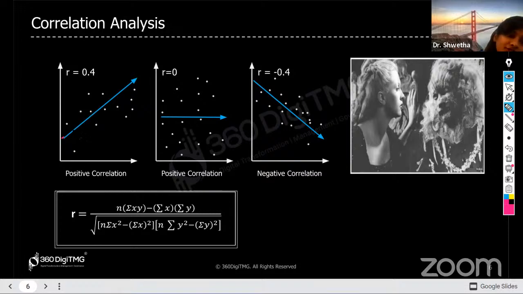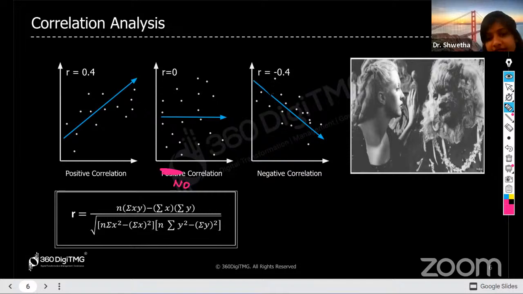Now, if it is positive correlation, then it looks somewhat like this. Here, the value of R is 0.4. Now, when R is 0, there is no correlation. You can see the X and Y are nowhere increasing or decreasing with respect to each other. Then this is no correlation.